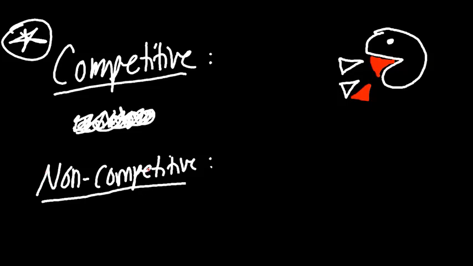Well, a non-competitive inhibitor binds somewhere else. It does not look like the substrate. This competitive inhibitor looks like a substrate. It looks like a triangle. However, it's going to inhibit Pac-Man enzyme. A non-competitive inhibitor might bind to Pac-Man's ear, and it may look like a square.